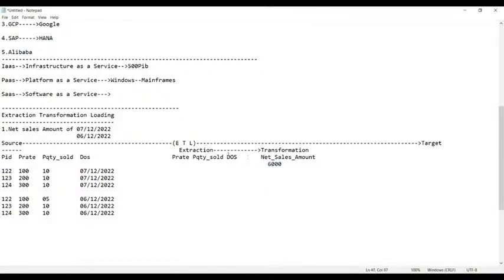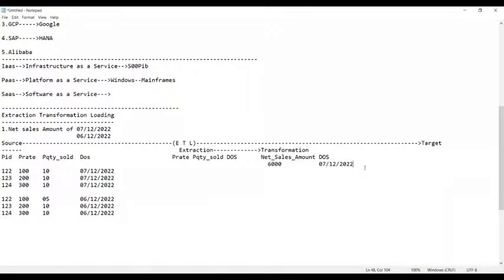Now, date of sales. Can you see here? Date of sales is also required, so I'm adding one more column here. What's the date of sales? Date of sales is 7/12/2022, so just paste it here. Now, can you see? You have found out the net sales amount of the 7th day of December 2022, which is 6,000 rupees.